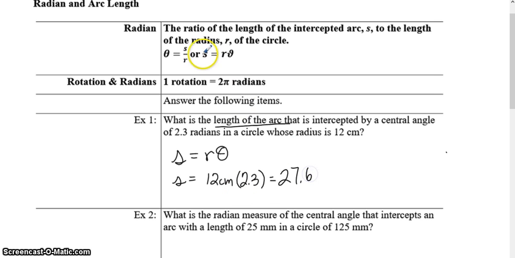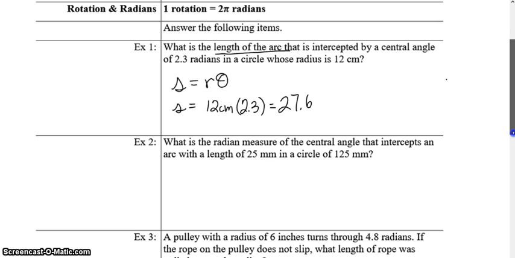Because when you look here in the units, the length of the arc and the length of the radius would have the same unit. So let's say if it was inches over inches, there's nothing in here. So radians don't really have a unit when we put it on there.